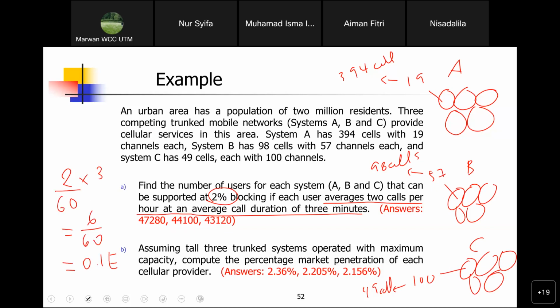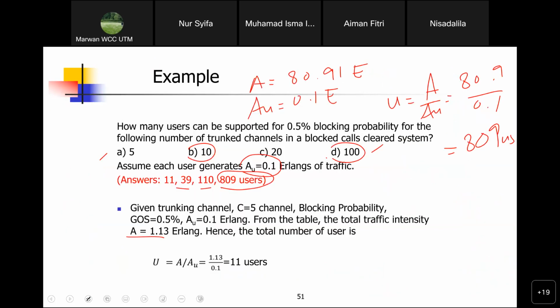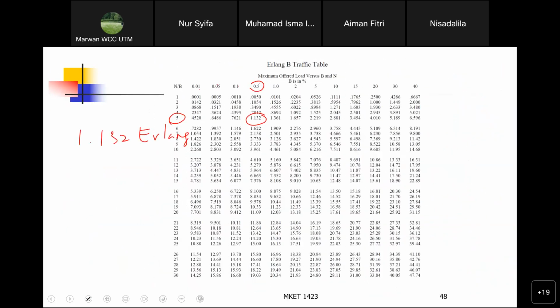So you can also find it by the same method. Per user is 0.1 Erlang, so what you have to find is how many Erlang per cell with 19 channels. Let's look at system A, on the top left. With 19 channels, how many Erlang can we get? We go to the table. 19 channels at 2% blocking, 2% is here. So the Erlang is 12.33.